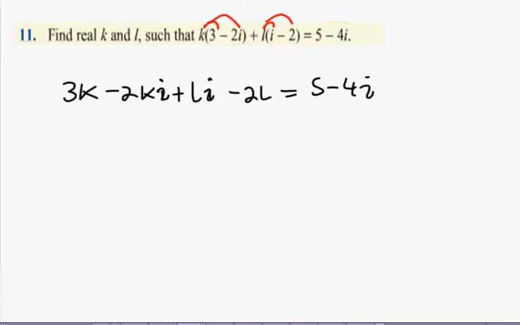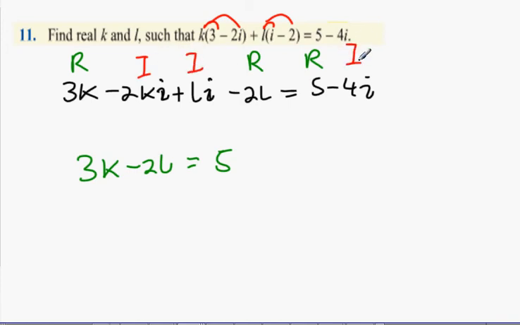At this stage it's very important to write down what's real and what's imaginary. This is real, and that one there is real, and this is real here. These are the numbers that do not have i's in them. So the equation becomes 3k minus 2l equals 5. The next thing is the terms that have i's in them are imaginary: minus 2k plus l equals minus 4.